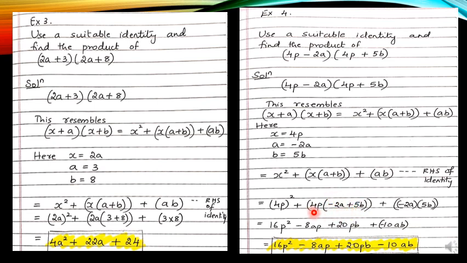So what you will do is you will multiply this 4p to these two terms. So plus 4p into minus 2a is minus 8ap. Then plus 4p into plus 5b is plus 20pb. Then 5 into 2 is 10, but we have minus here. So it is minus 10ab. But we have a plus sign here. We'll keep it as it is. In the next step, when you multiply this plus and minus, what is plus into minus? It is minus. So your answer is 16p square minus 8ap plus 20pb minus 10ab.